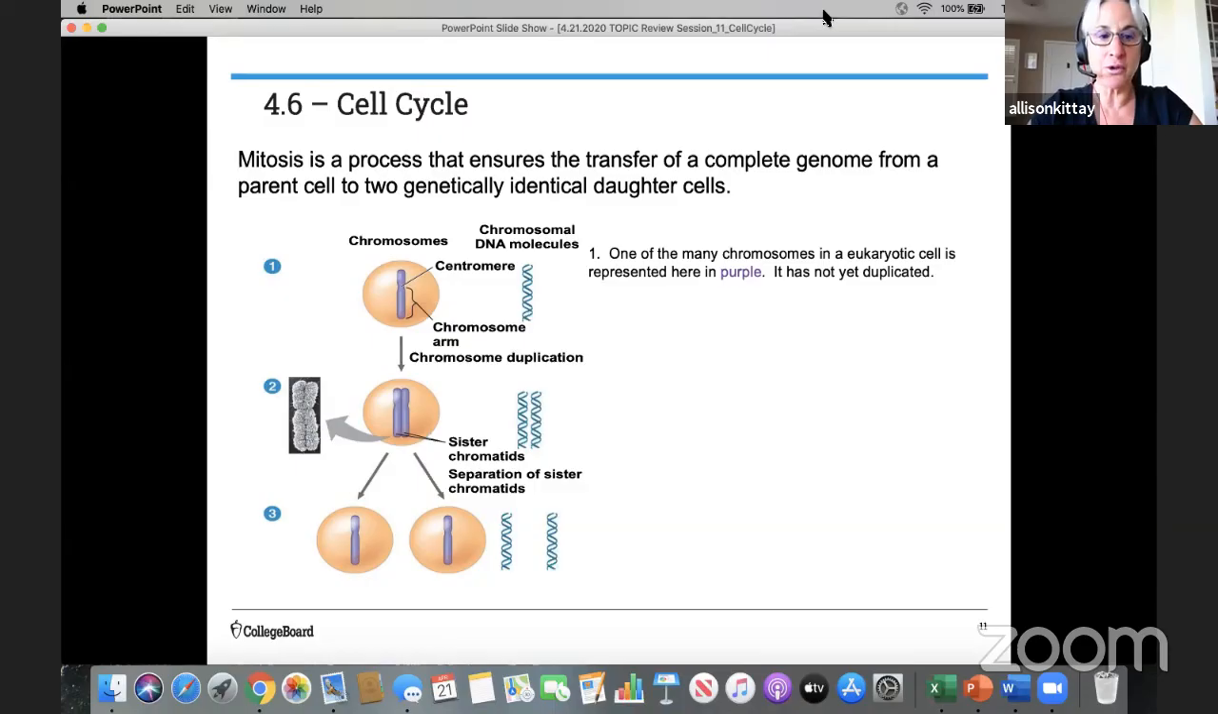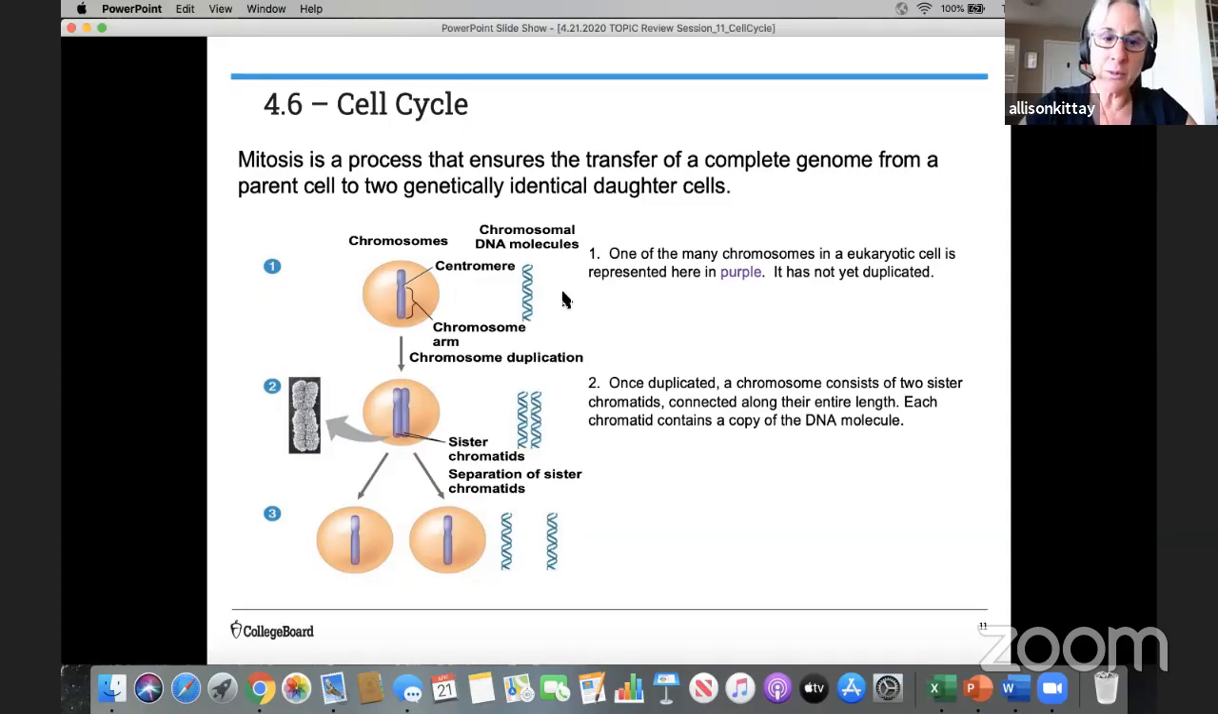Okay, so first of all, just to look at this diagram, we're only looking at one chromosome, although we know that particularly in a human cell, we'd have 46 chromosomes. We're just looking at one to simplify it, and it's represented here in purple. It has not yet duplicated. Okay, you can also see that there is an area that is a constricted part, and that's called the centromere. And then you can see we call these the arms of the chromosome.